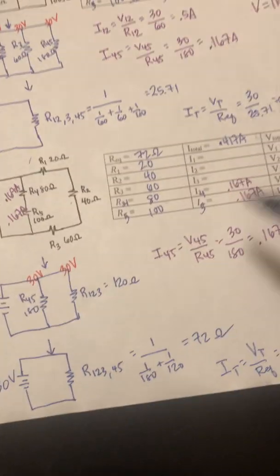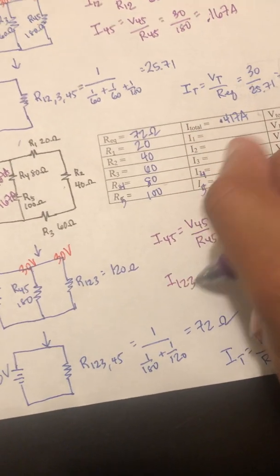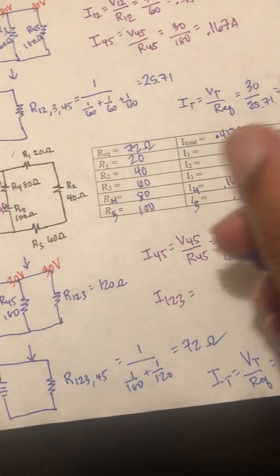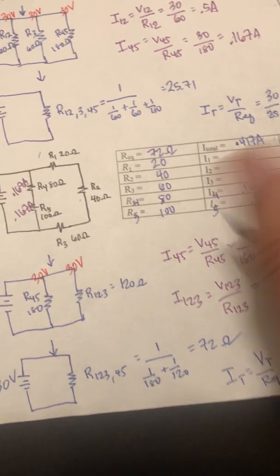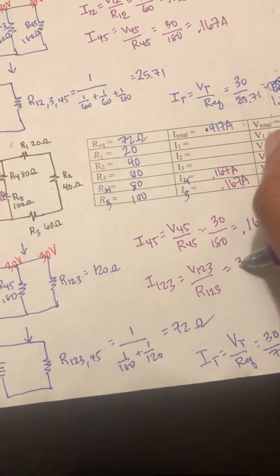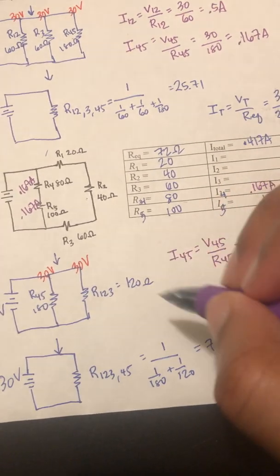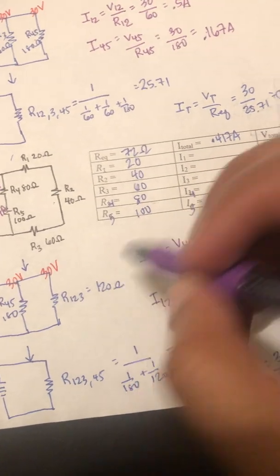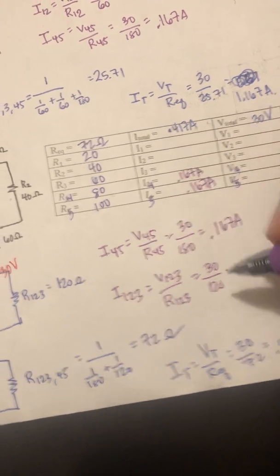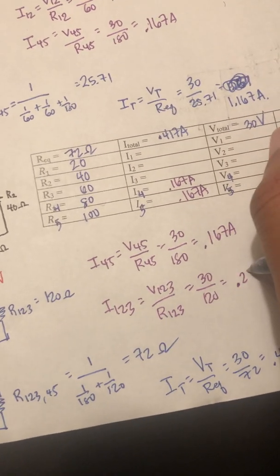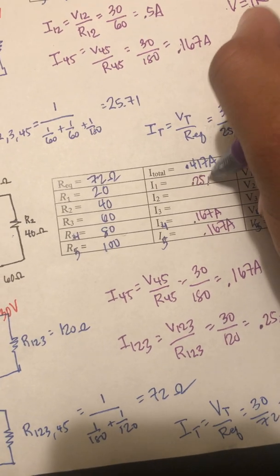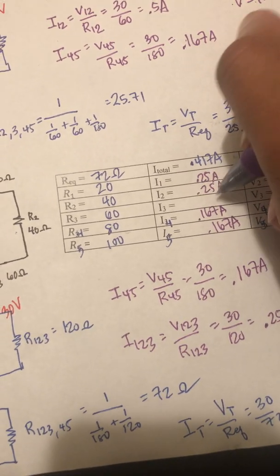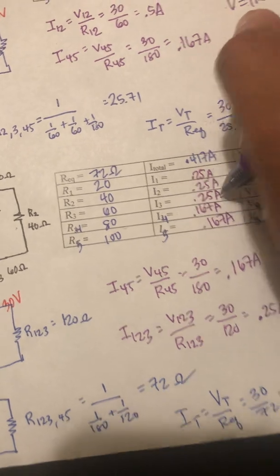And then 1, 2, 3 was combined in series, so I123 is equal to V123 over R123, which would just be that 30 divided by 120, which is just a quarter, which is 0.25 amps. 0.25 amps for each of them.